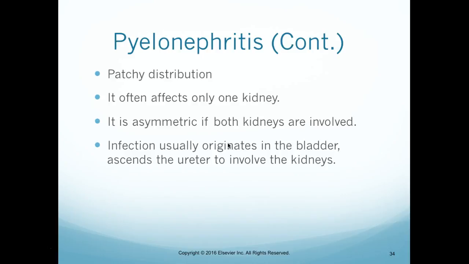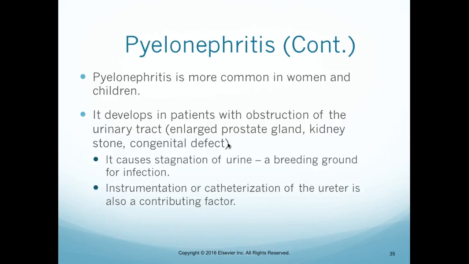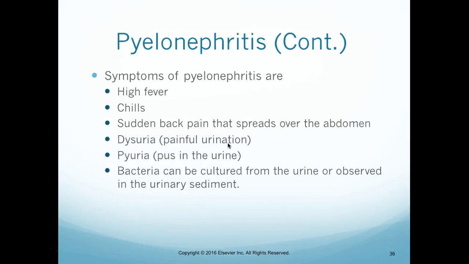If it's asymmetric, if both kidneys are involved, infection usually originates in the bladder and ascends up the ureters to involve the kidneys. So pyelonephritis is more common in women and children. It develops in patients with obstruction of the urinary tract, so it could be from an enlarged prostate also, and kidney stones, and some kind of congenital defect. It causes stagnation of urine, so that's a breeding ground for infection. It could be from instrumentation or catheterization of the ureter is also a contributing factor.